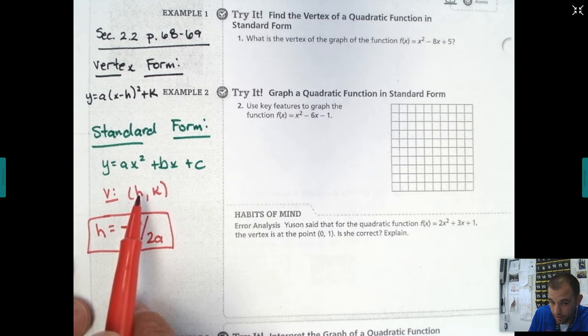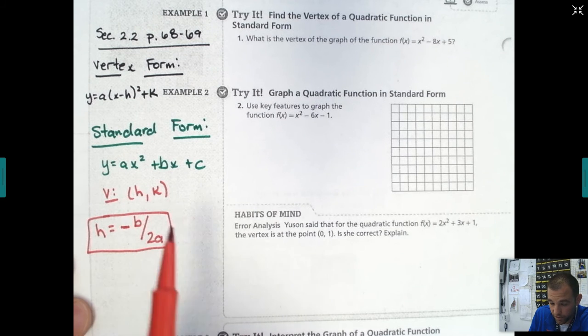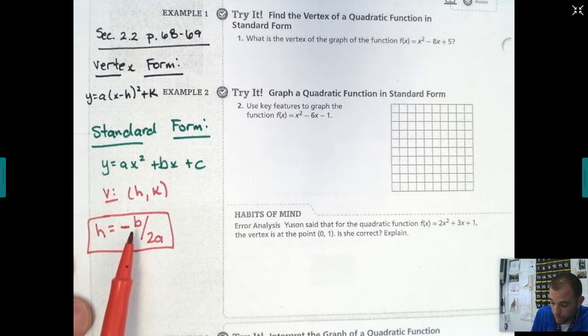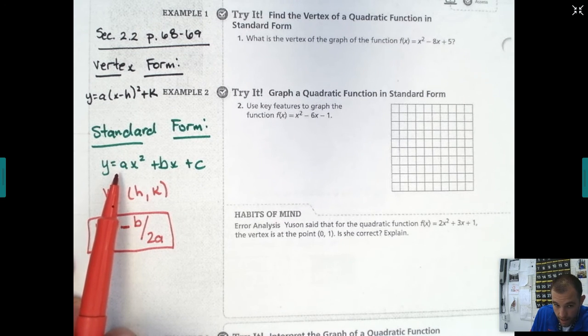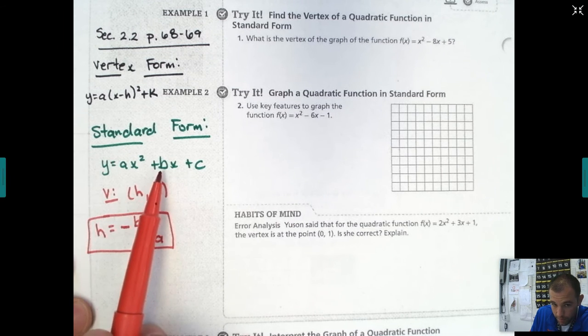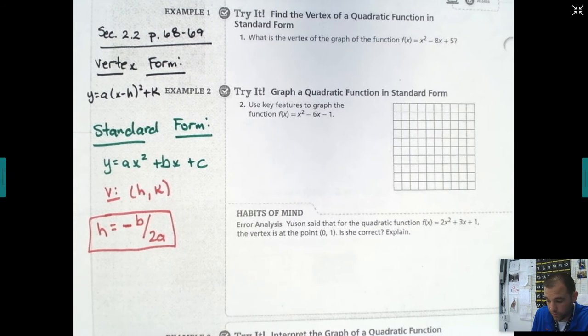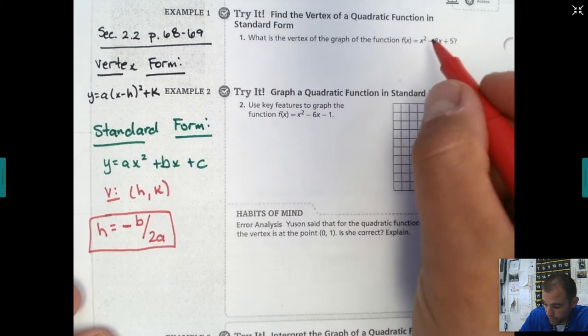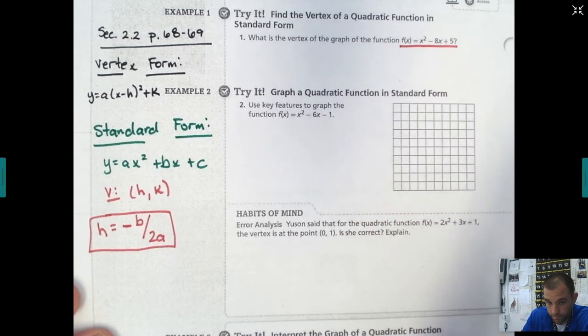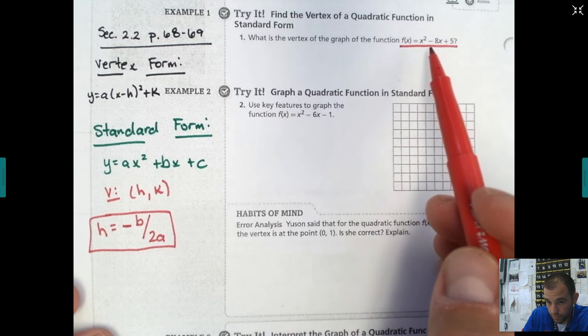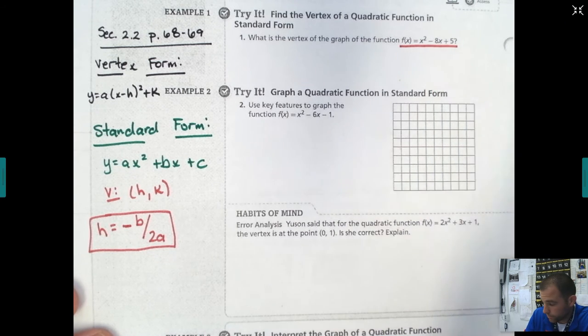And then once we figure out h, we're going to plug that in and figure out what k is. Okay, so notice a is in front of the x squared, and b is in front of the x. Okay, so remember that for this very first problem. This first problem says, what is the vertex of the graph? And it gives you this equation. This is standard form. So ax squared plus bx plus c.